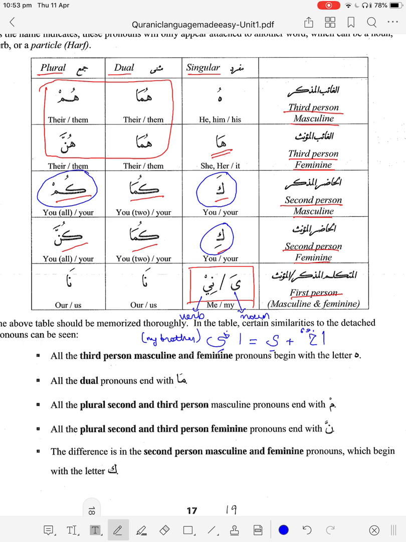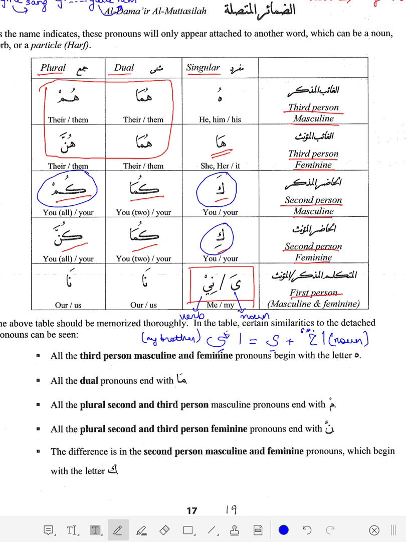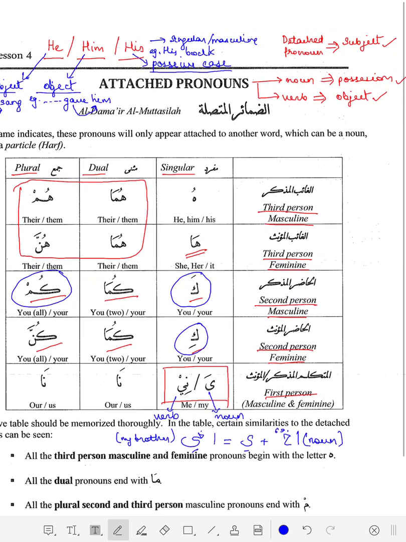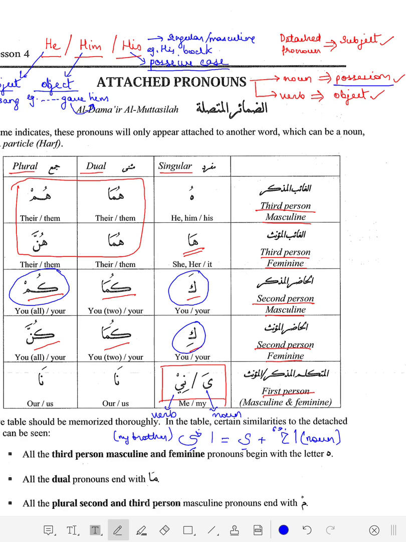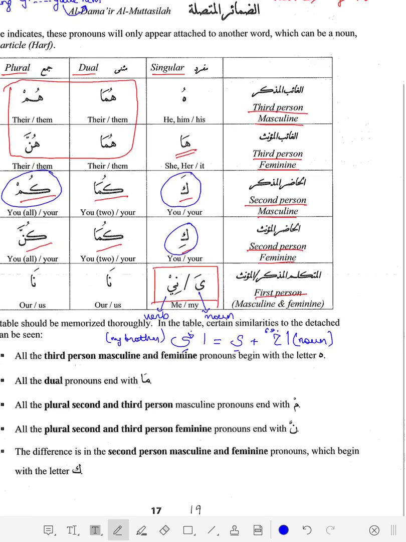Here akhun is actually a noun, so that's why we are using e. Now analyze this. This should be a case of possession, because it's attached to a noun. And this is possession because it's saying my brother.